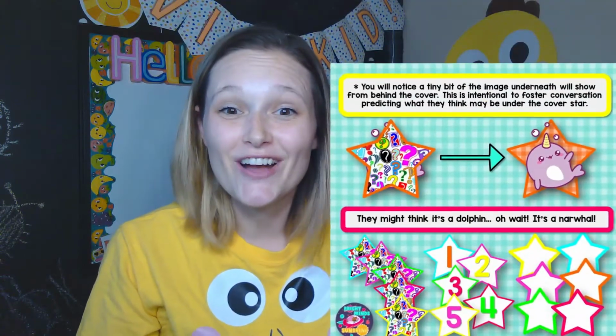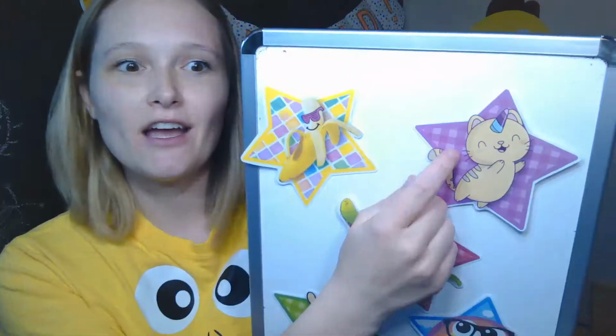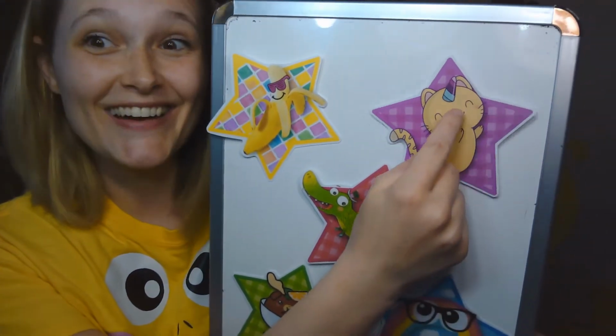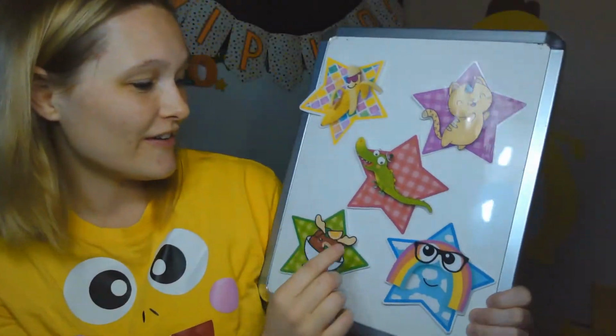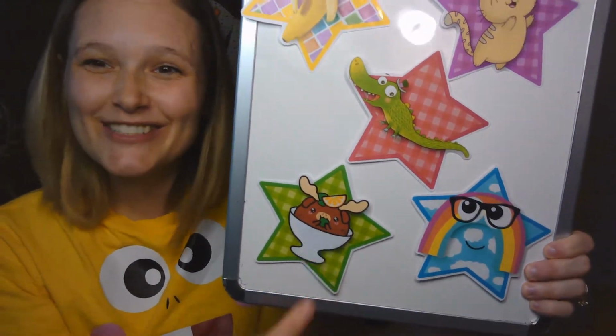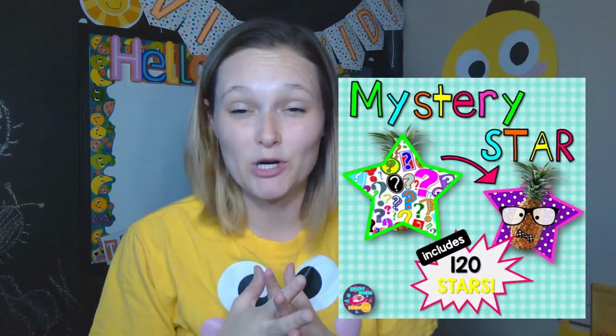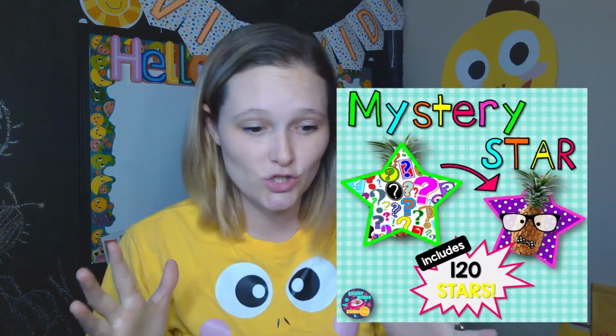You can find the star covers on my Teachers Pay Teachers store for free, and they work with any of my stars. If you want some fun, interesting stars that will give them a surprise, like, they think it's a cat, but it's a unicorn cat, or they think it's a moose. It's moose, chocolate moose. The Mystery Star Kit comes with stars that prompt that surprise after their guess. This can also be purchased in my Teachers Pay Teachers store.